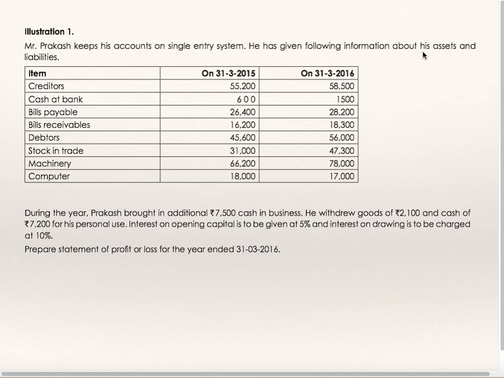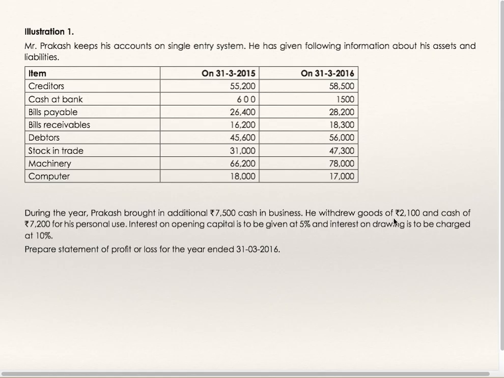He has given the following information about his assets and liabilities as on 31st March 15 and 31st March 16. Information about assets and liabilities is given: creditors, cash, bills payable, bills receivable, debtors, stock, machinery and computer. During the year, Prakash brought in additional 7,500 cash in the business. Additional capital introduced is 7,500.